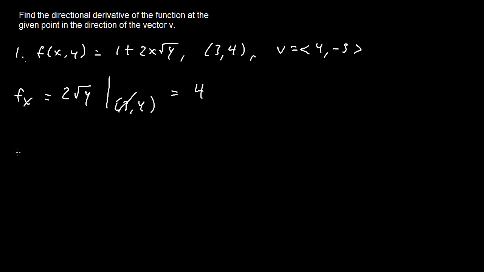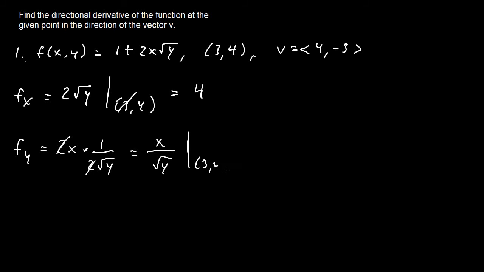So now let's find f sub y. If y is the variable and x is the constant, the derivative of 1 is 0, and the derivative of 2x times the square root of y is going to be 2x times the derivative of the square root of y, which is 1 over 2 times the square root of y. Notice the 2's will cancel, so we're left with x over the square root of y. Now let's evaluate it at the point (3, 4). We'll get the x value of 3, so we get 3 over the square root of 4, which is 2. So we get 3 halves.